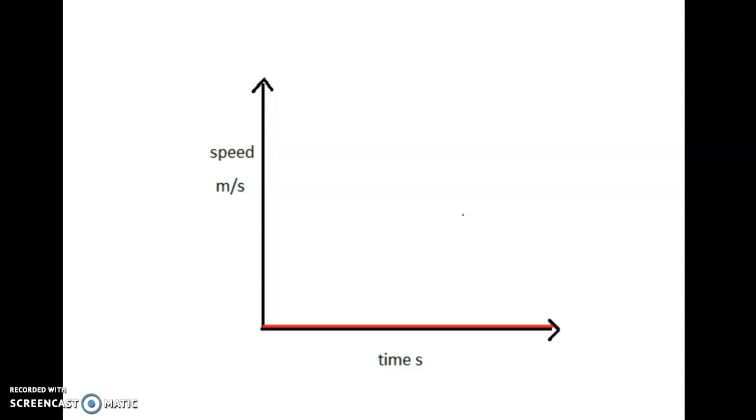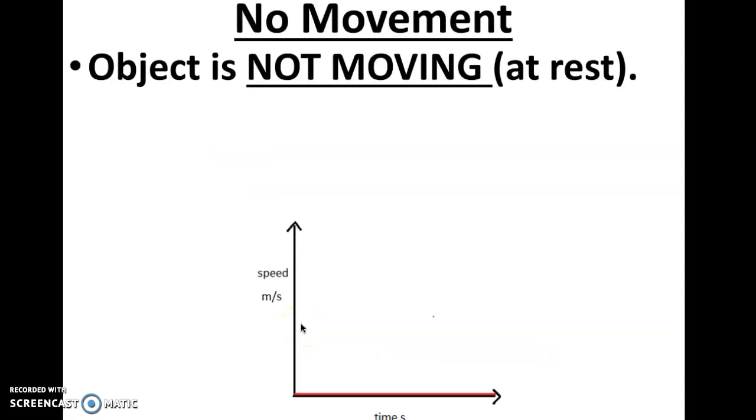So first we have a picture of a speed time graph, and we have a line that's resting on the x-axis. So it's all the way at the bottom at 0. If my line is at 0, that means my speed is at 0. And if my speed is at 0, that means there's no movement happening. So my object is not moving, it's at rest.